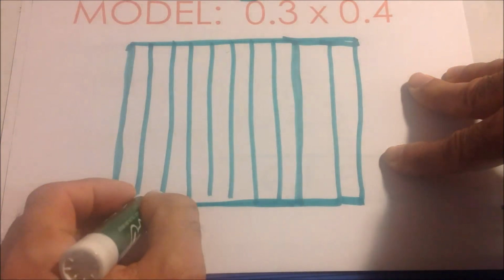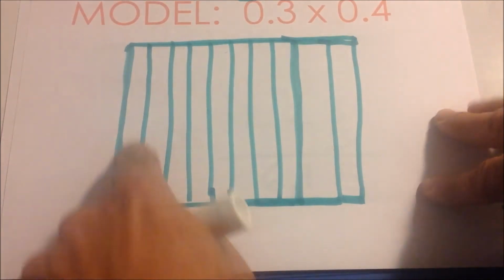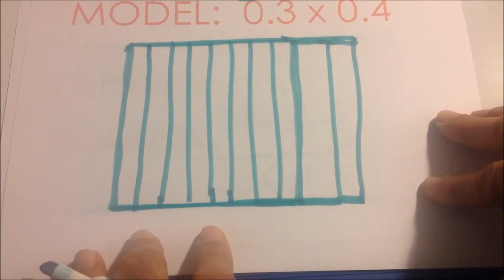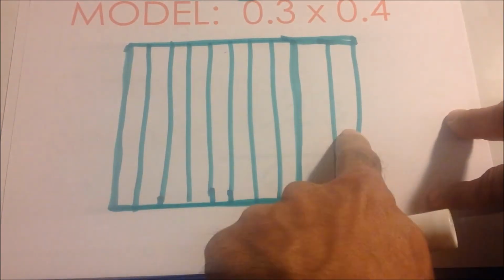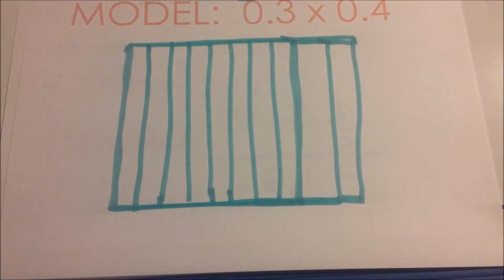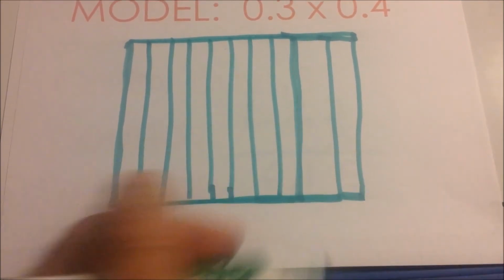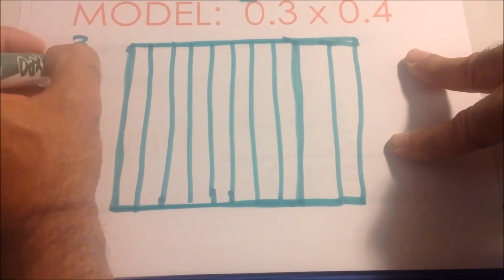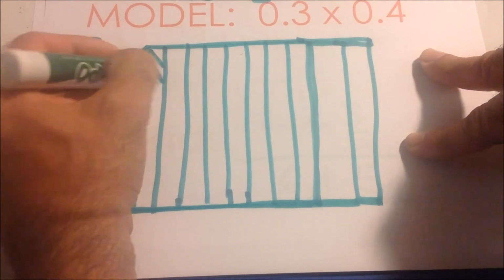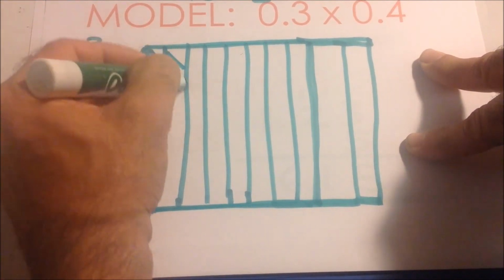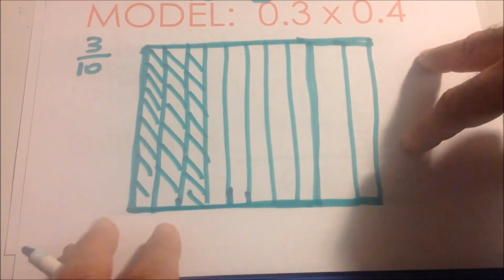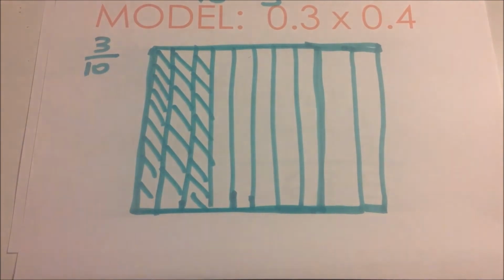So we're going to make 10 long boxes. 1, 2, 3, 4, 5, 6, 7, 8, 9, 10. We're using 10 because remember the 0.3 is in the 10th place. Now it says 0.3, so 3 of these boxes should be shaded. 3 out of 10. Remember the fractions. So we're going to just shade in 3, or you just put lines like this. Okay, that represents 3/10.